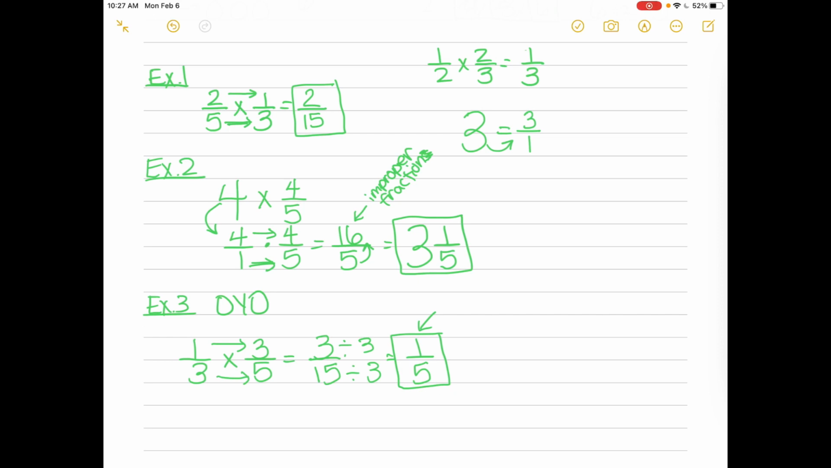So that's the basics of multiplying fractions. We're going to learn some more and other things to do in harder fractions in other lessons. But that's it for the introduction to multiplying fractions. So go try your homework and see if you do okay on it.